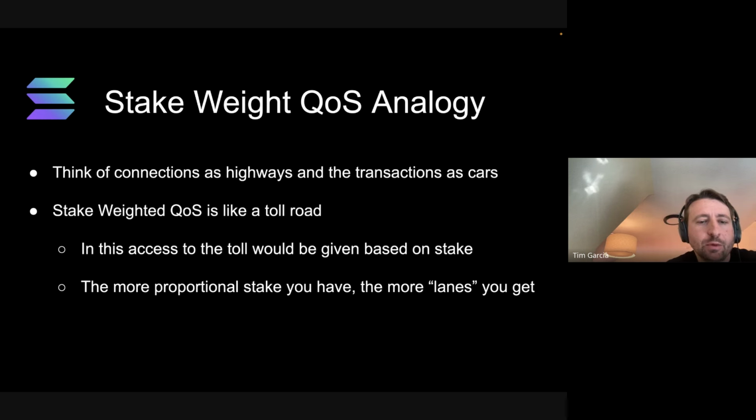An analogy which was in the stake-weighted QoS docs, which I'll share, is that you could think of stake-weighted QoS as kind of a highway analogy, right? The connections are highways and the transactions are cars. Stake-weighted QoS is like a toll road. It's essentially like a priority access to less congested roads. And the more proportional stake you have, the more lanes you have on this toll road. So I think that might be a good way to frame it. These priority lanes, which aren't accessible to everyone, give staked validators more throughput, more cars reliably get through those lanes.